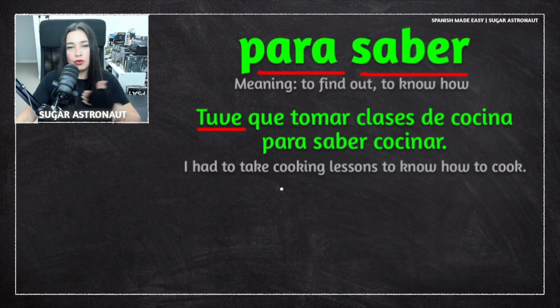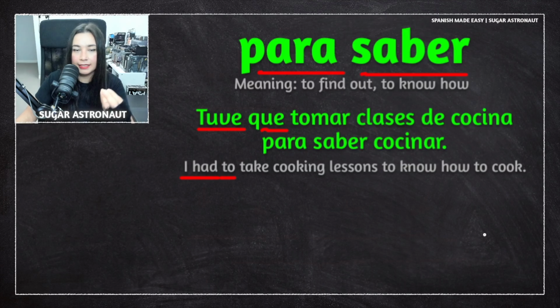Okay. Tuve, yo tuve. That means I had. We don't need yo. Que means what and that. But when you say tuve que, that means I had to do something. Tuve que correr rápido. I had to run fast. Tuve que comer 3 comidas. I had to eat 3 meals. I mean, it's quite obvious, but you know what I mean. Tuve que ir a trabajar. I had to go to work. So tuve que is a very common phrase that means I had to do something.